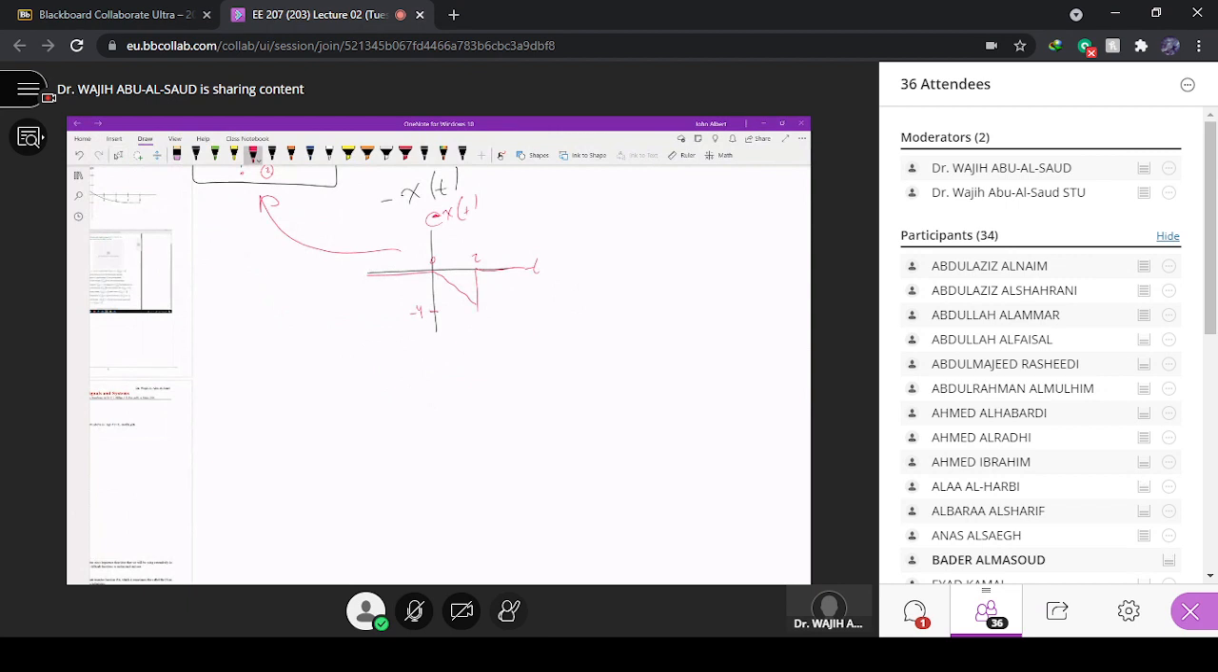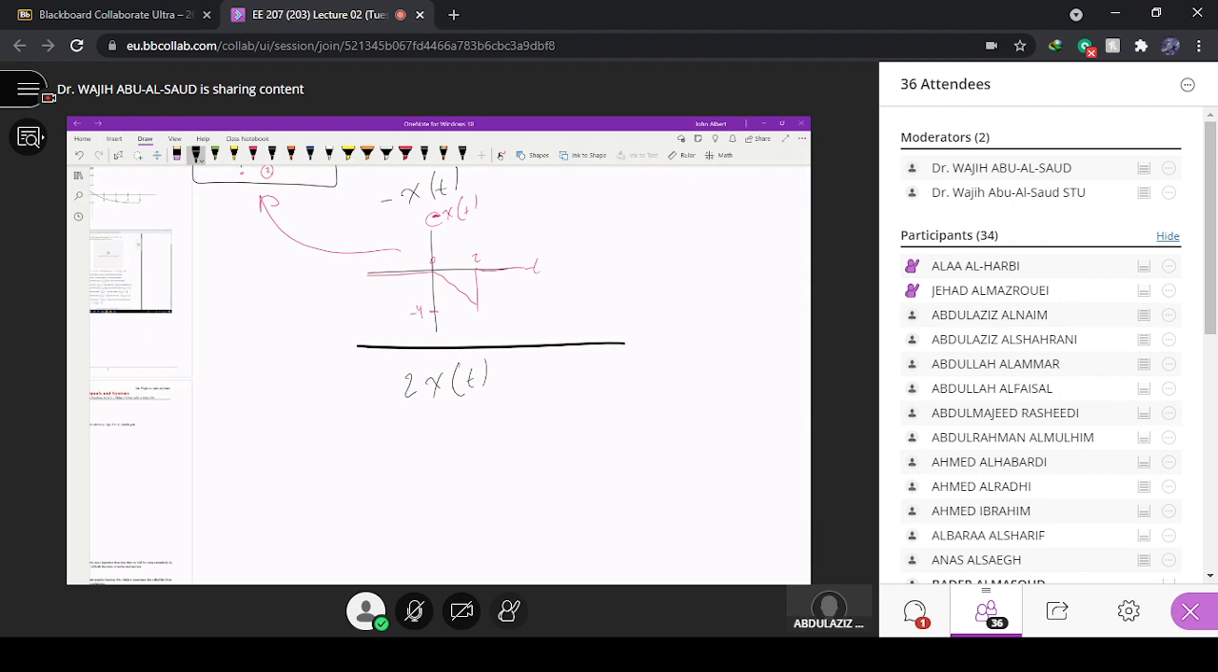Let me go to scaling. What if I ask you, can you sketch for me x of t, but I'm going to multiply this by 2. How does it look like? Jihad? It will multiply the amplitude by 2, especially.